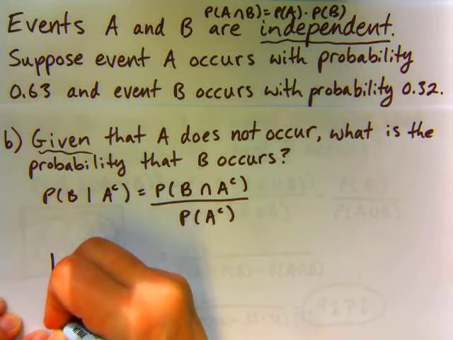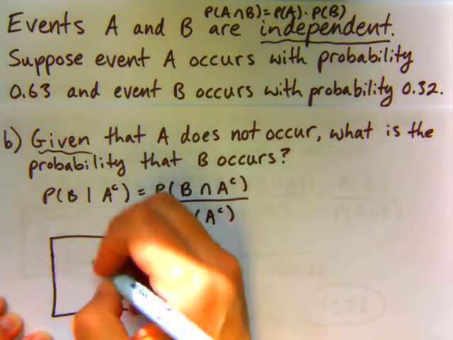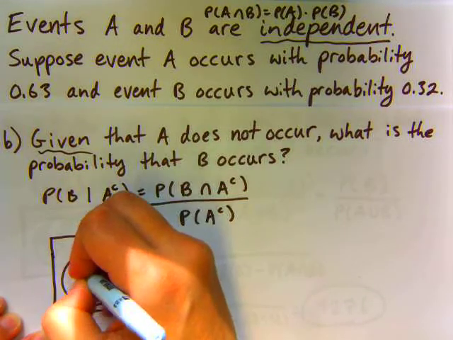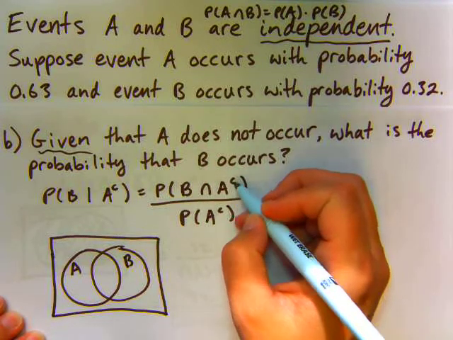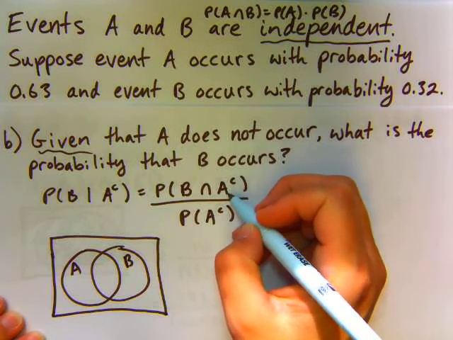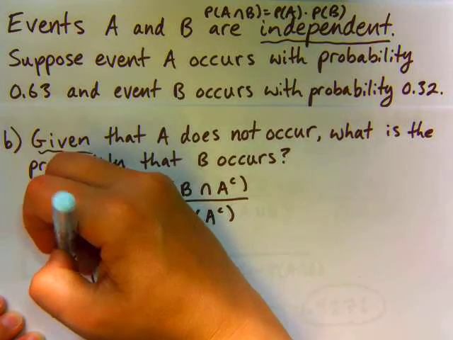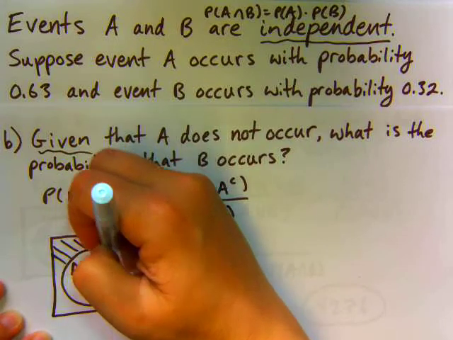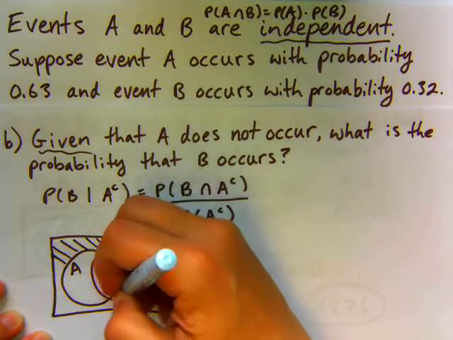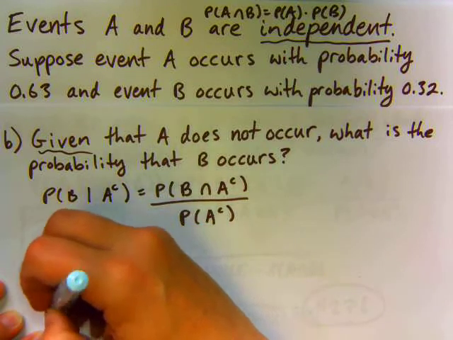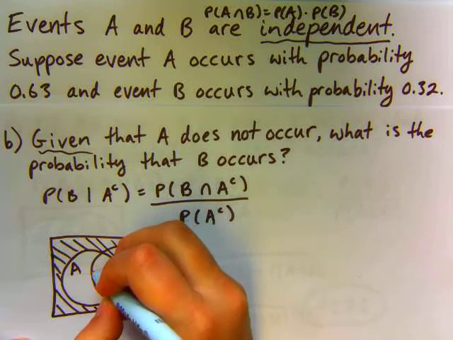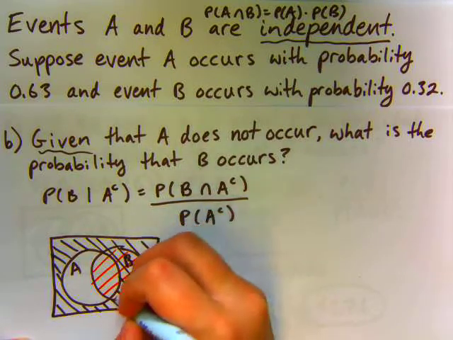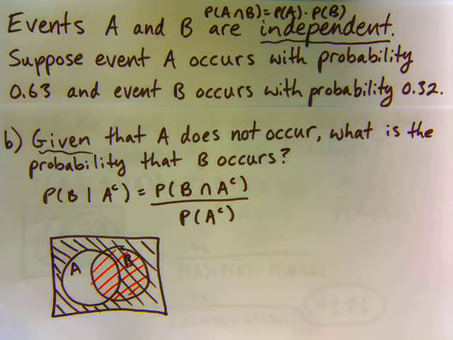Here's another Venn diagram just to look at what's going on there. Here's A, here's B. Let's look at everything that's not in A. I'll do hash marks going this way. So that would be A complement. Everything in B is going that way. And we want where those two things intersect.